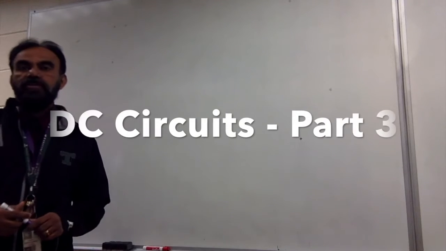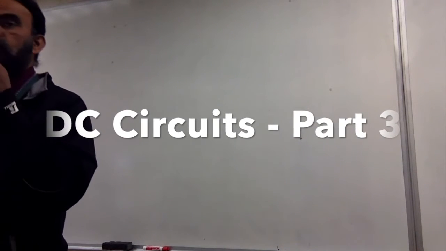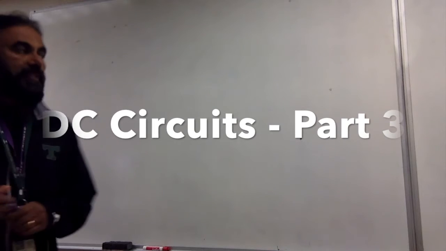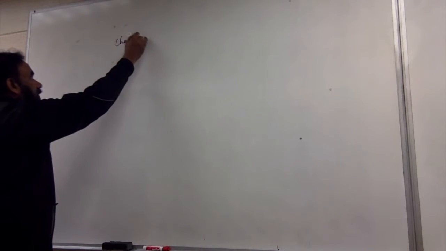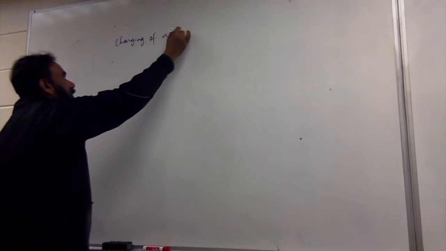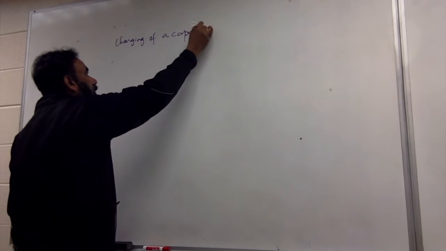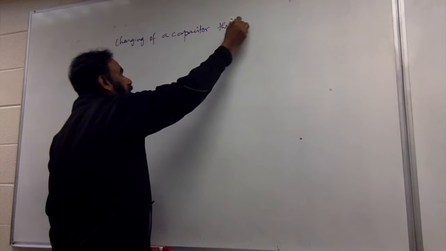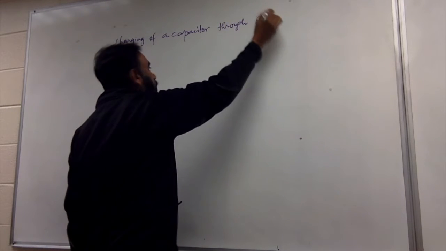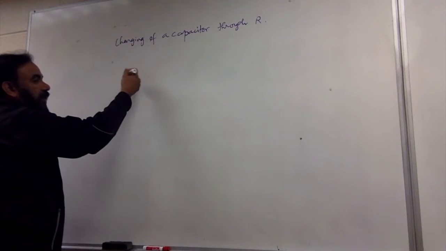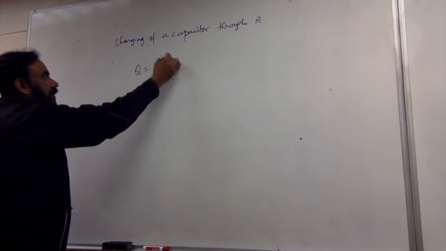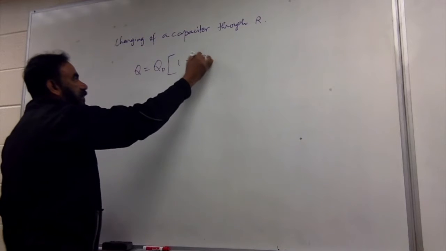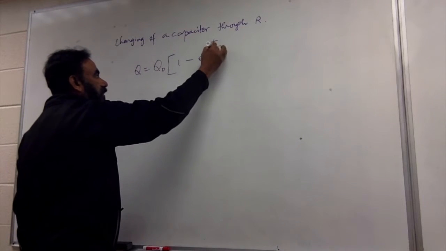So we are talking about charging of a capacitor, right? The last thing? Yeah. So the equation that we came up with for charging of a capacitor through a resistor. For that one, we ended up seeing that the charge at any time is going to be the charge Q0 times 1 minus e to the power of minus t over RC, right?